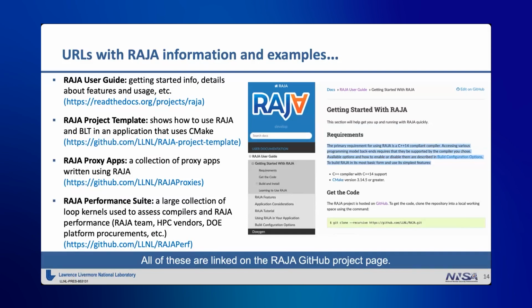So the RAJA Performance Suite collects a variety of kernels from applications, different benchmarks, and we use it to assess compiler and RAJA performance. So for a given kernel, we'll write it in RAJA, and we'll write it in native backends such as CUDA, OpenMP, SYCL, and we'll see how the performance varies between the RAJA and native implementation. So this lets us assess how the compiler is optimizing through RAJA. It's been very useful, just keeping track of performance.